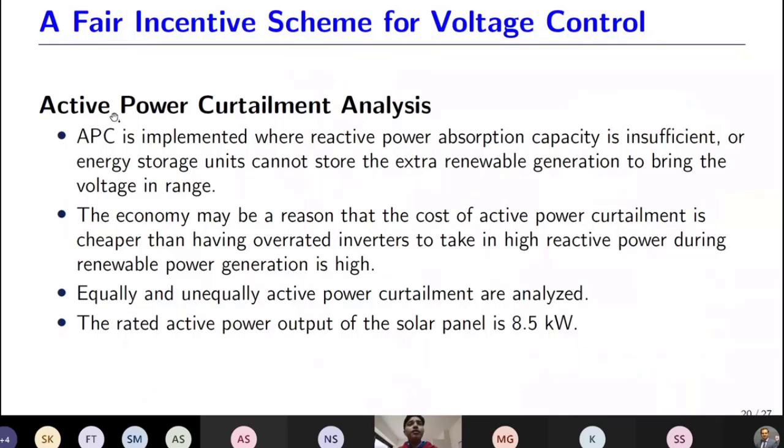But suppose some inverters are not overrated, or maybe an energy storage is not present, or this high voltage scenario occurs only for some days of the year. So it may be a good option to curtail some amount of active power, and we can maintain the voltage of the system. So active power curtailment analysis is also important. And the same question: equal and unequal active power curtailment, what is optimal? For this analysis, I have assumed the reactive power output of solar is 8.5 kilowatt.